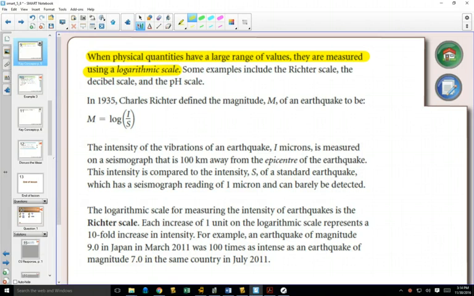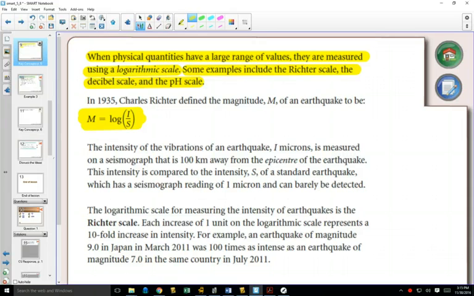So sometimes we have certain quantities we want to measure that have a very large range of values. Some examples of that are earthquakes with the Richter scale, the pH scale, and the decibel scale. They all have such a large range of numbers that we use a logarithmic scale to break it down. Probably the one you're most familiar with is the magnitude of an earthquake. So here's the formula for the magnitude of an earthquake on a Richter scale.